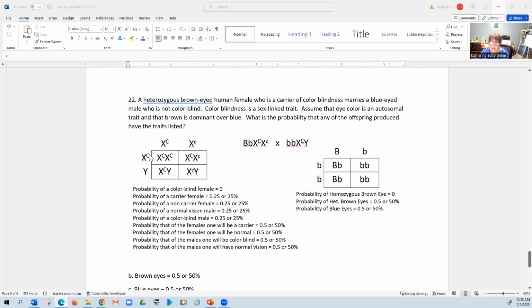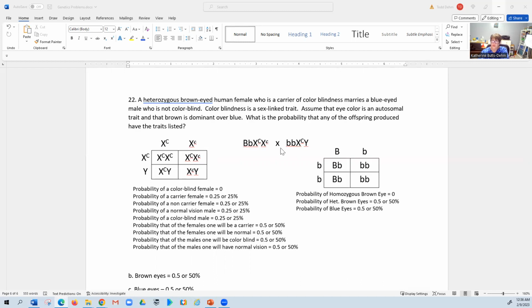And here is the Punnett square for the color blindness. The female, X big C, X little c, she's a carrier. And then the male is not colorblind, so he's X big C Y. And then you can see out of 4, 1 in 4 is a normal female, 1 in 4 is a carrier female, 1 in 4 is a normal male, 1 in 4 is a colorblind male.